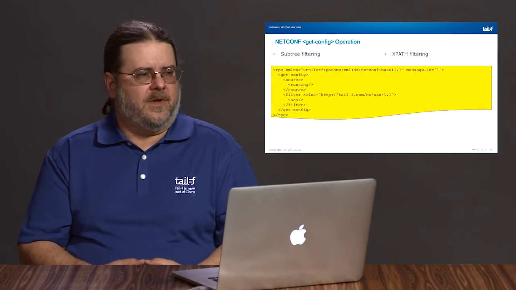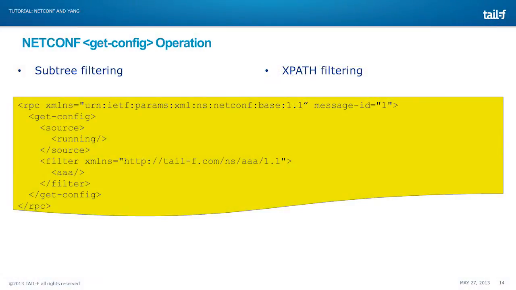Next, the GetConfig operation. The GetConfig operation is used to read configuration data from the network element. There are some options that can be used with GetConfig. There's subtree filtering and XPath filtering. We'll see both of these in action. In fact, one of them we'll see here right now.